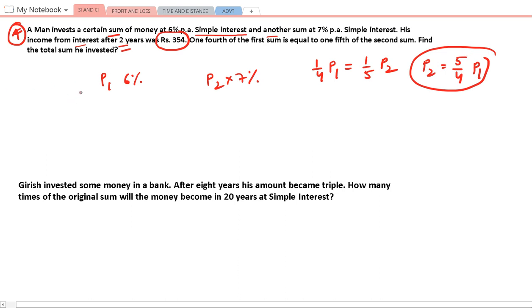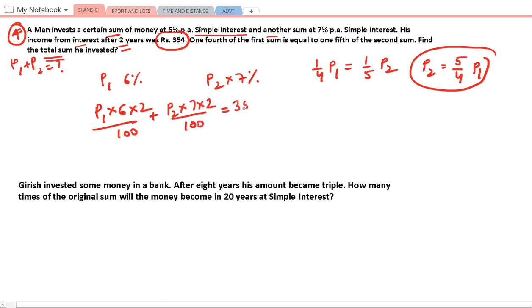Keep this aside. So what is being asked? What is the total sum he invested? That means P1 plus P2 is equal to how much. So P1 into 6 into 2 by 100 plus P2 into 7 into 2 by 100, that is equal to 354. 6 2s are 12 P1 plus 14 P2. P2 here is 5 by 4 times P1. That is equal to 354 into 100.